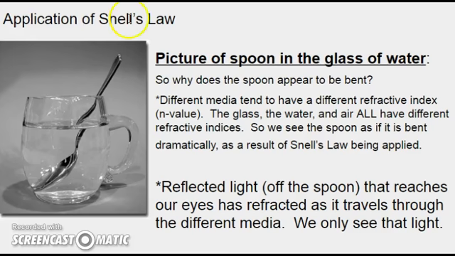So we're going to go back to applying Snell's law and really comprehensively understanding why this bends, why we see the spoon in a glass of water as if it almost looks like it's broken. So why does a spoon appear to be bent? Well, different media tend to have different refractive index, or n value. The glass, the water, and the air all have different refractive indices. So we see the spoon as if it's bent dramatically as a result of Snell's law being applied. Reflected light coming off the spoon that reaches our eyes has refracted as it travels through the different media. We only see that light, so the image we get is a result of that light.